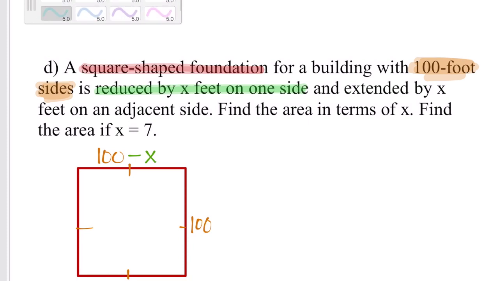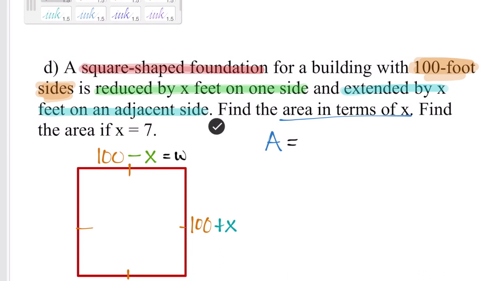And then it says that it's being extended by x on an adjacent side. So the side that isn't being taken away is getting it added on. So this is going to be a plus x. Next, they want me to find the area in terms of x. So in order to find the area of a square, I'm multiplying the sides together. So it's the width times the length. So in this case, my width is x minus 100. Sorry, I wrote that wrong. 100 minus x.